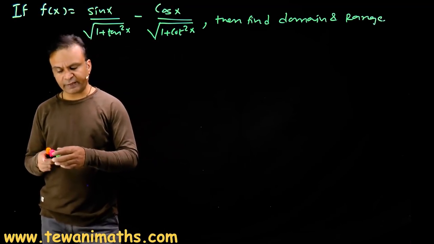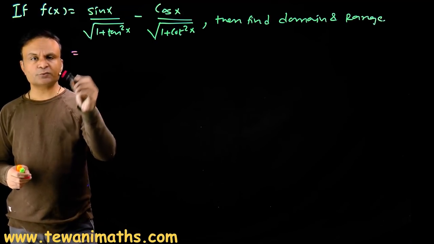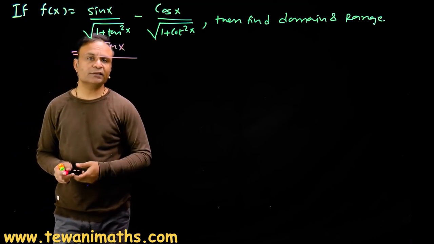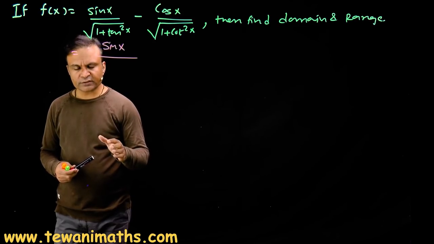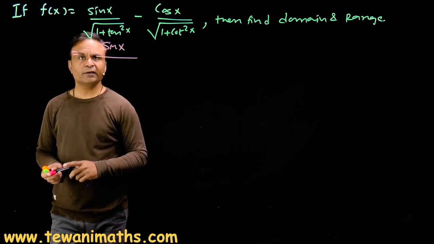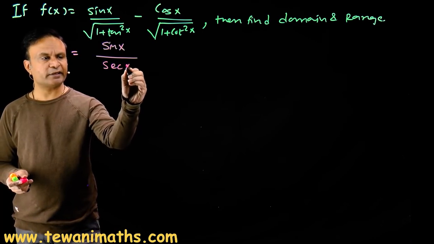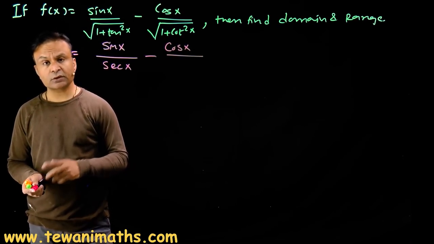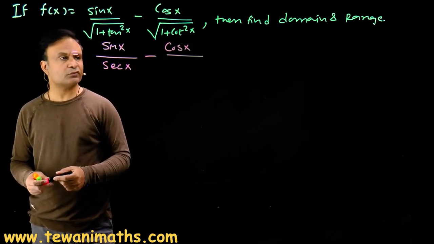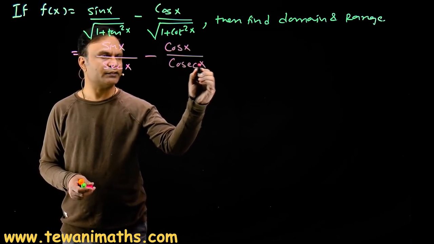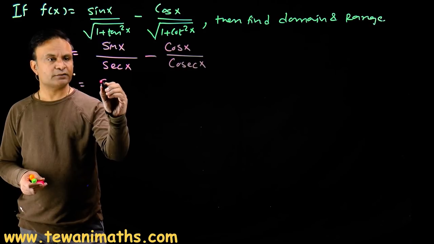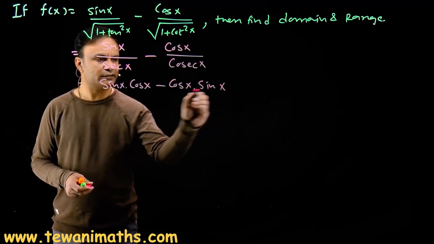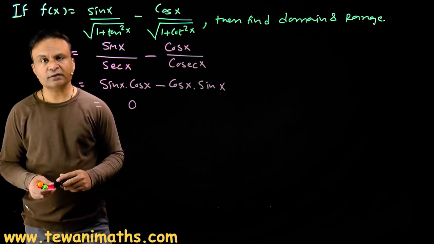First of all, we will simplify this function, and simplification seems to be simple. We have sin x upon, what is 1 plus tan square x, it is secant square x. Generally, students yahan pe ek galti karte hain, they write root sec square x as sec x, and here we have cos x upon root of 1 plus cot square x, which is cosec square x, and they write root cosec square x as cosec x. Now, this is equal to sin x multiplied by cos x minus cos x multiplied by sin x. Ye cancel ho gaya, to aapka answer kya aa gaya? 0.